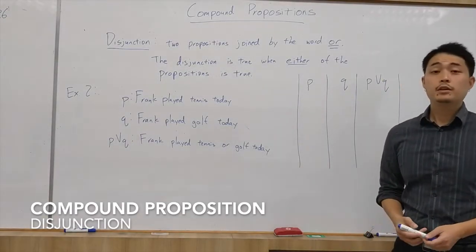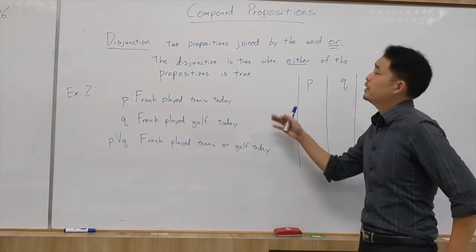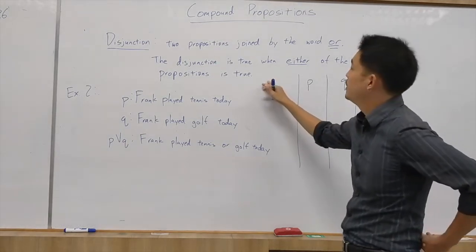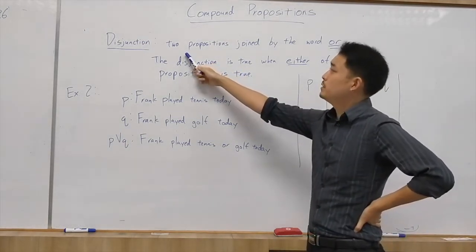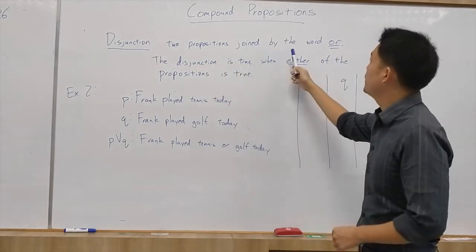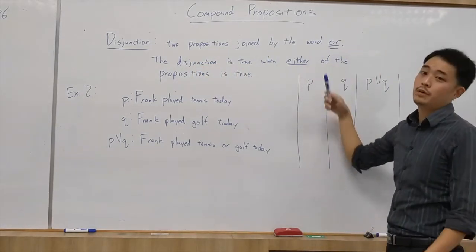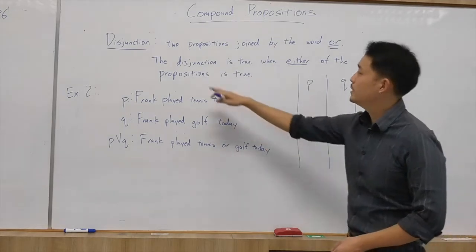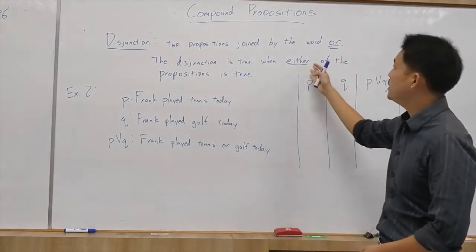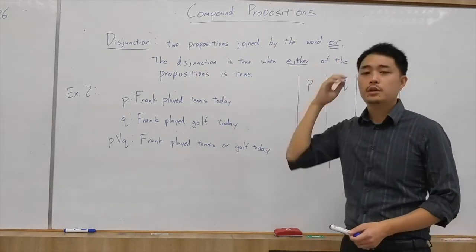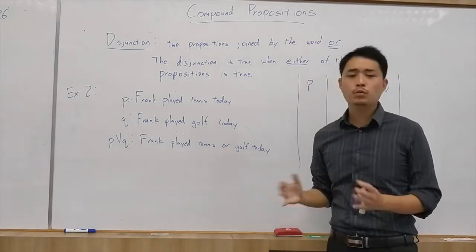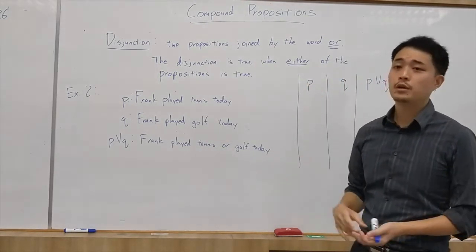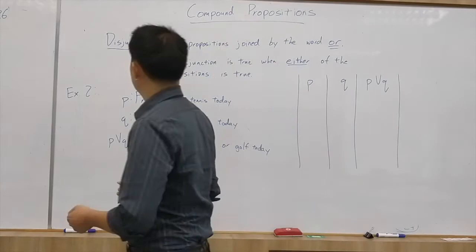Okay, so now let's take a look at disjunctions, which is another type of compound proposition. The definition is when two propositions are joined by the word or. So instead of and, we're using or. And a disjunction is true when either of the propositions is true. So if either one is true, the whole disjunction is true.